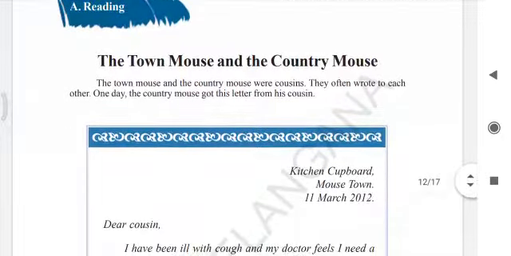The town mouse and the country mouse were cousins. They often wrote to each other. One day, the country mouse got this letter from his cousin. From the start itself we come to know the relationship between these two mice. They are cousins, and they often wrote to each other, in the sense they often wrote letters. In those days the medium of communication was letters. So one day the country mouse got this letter from his cousin.